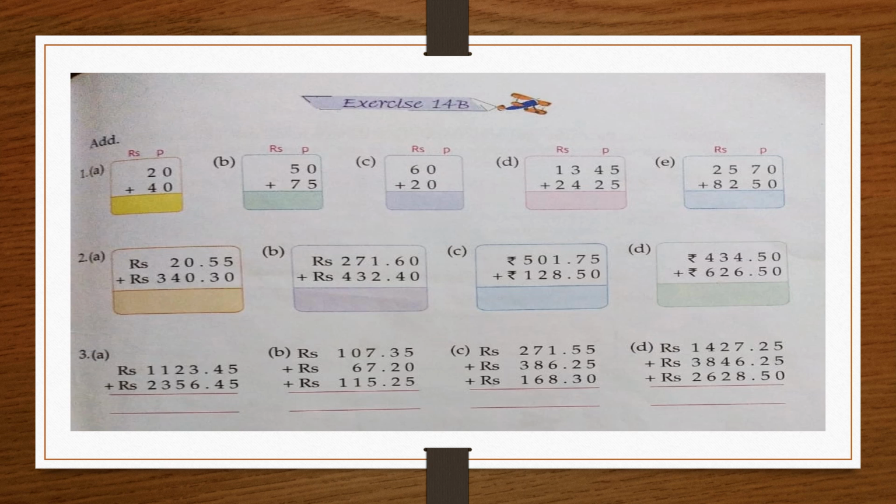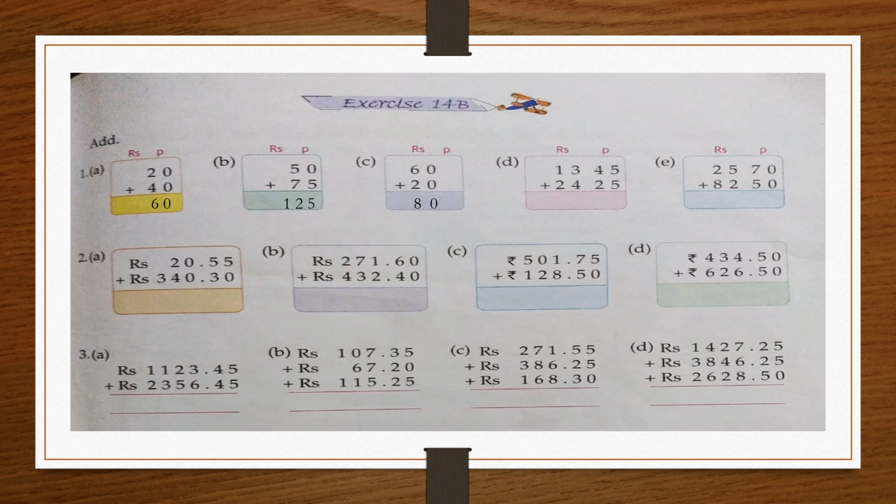Now let us do exercise 14B, children. First question, add. Here, rupees and paisa are in separate columns. Now you have to do simple addition the way you always do. In the first A part, only paisa is mentioned, rupees is not mentioned. So you add it and you will get 60 paisa. In the B part, again you add: 0 plus 5 is 5 and 7 plus 5 is 12. So it will become 1 rupee 25 paisa.